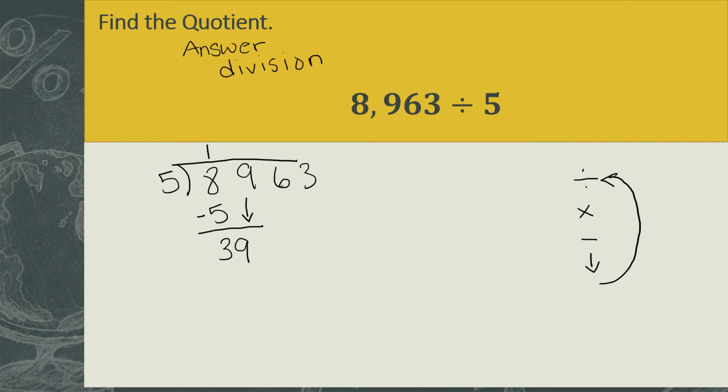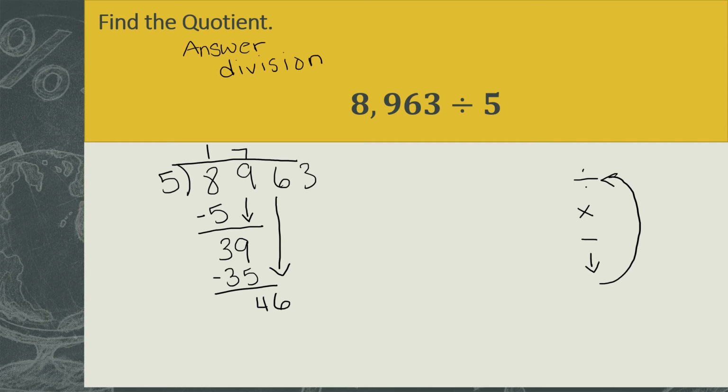5 goes into 39 7 times. So I put my 7 at the top because that's where my answer goes. And let's remember we're dividing, right? So any number that we are dividing goes at the top. 5 times 7 is 35. I'm going to write down my 35 down here. Next step is to subtract. 39 minus 35 is 4. And then I bring down my next digit, which is 6. And we do it all over again.